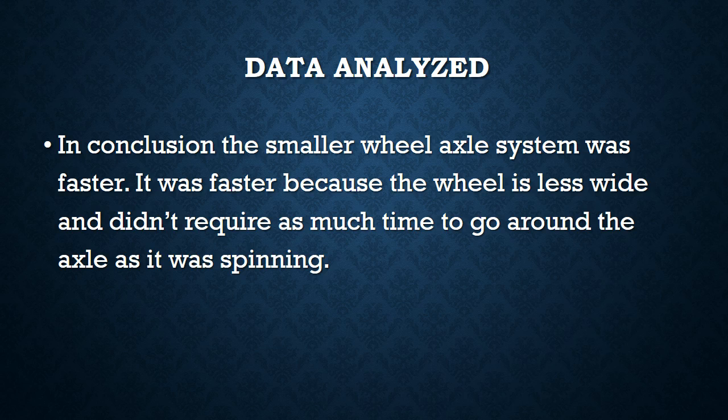After I collected the data, I analyzed it, and in conclusion, the smaller wheel axle system was faster. It was faster because the wheel is less wide and didn't require as much time to go around the axle as it was spinning. So in my lesson plan and in my handout, you'll see that I challenged the students to think about why this data was correct as well.